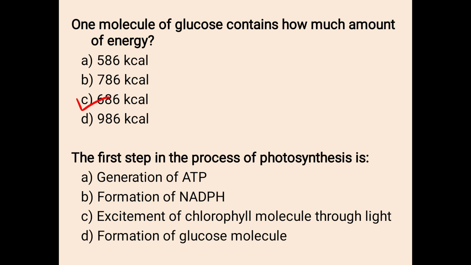Next question is, the first step in the process of photosynthesis is. So in the process of photosynthesis, the first step is when the chlorophyll molecules absorb the light and become excited. So option C is right: excitement of chlorophyll molecule through light.